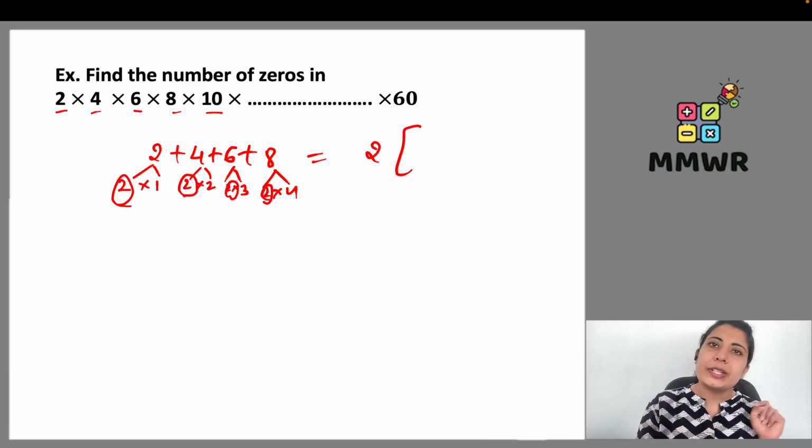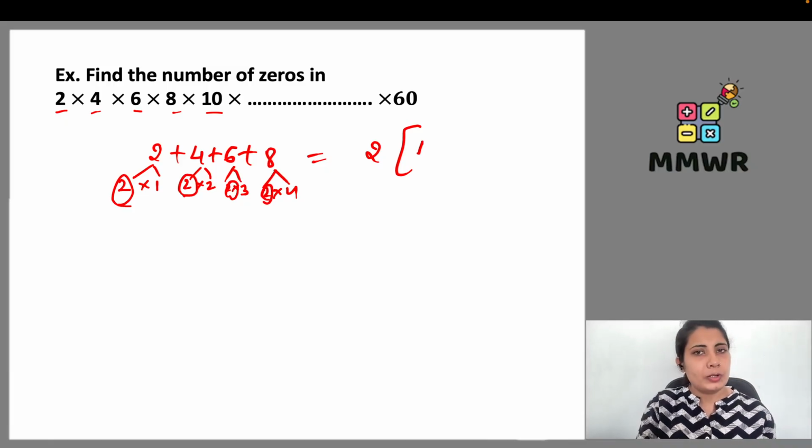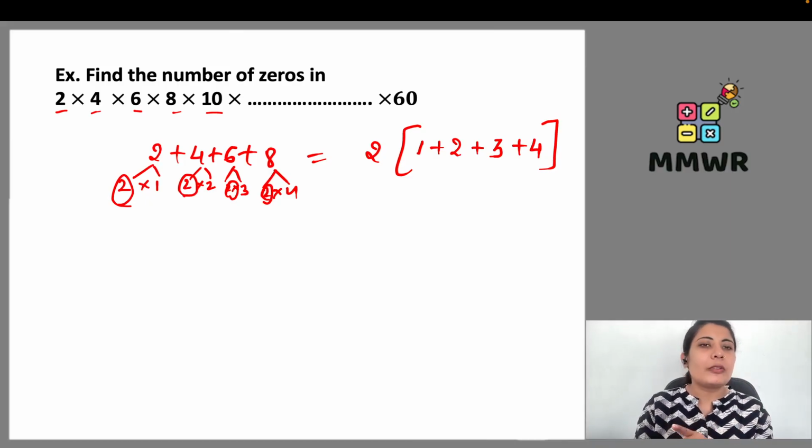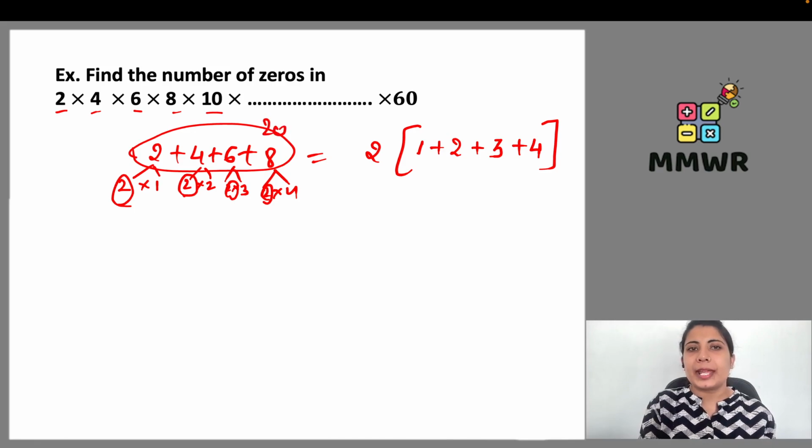So this 2 we can write commonly outside, and from the first term we will have 1. From the second term we'll have 2, from the third term we'll have 3, and from the fourth term we will have 4. So if you solve from here also, 6 + 4 gives me 10, 8 + 2 also gives me 10, and 10 + 10, what is the answer? 20. And from here also you will get the same answer.